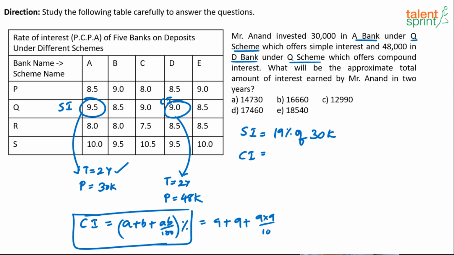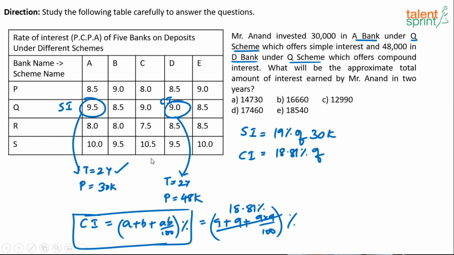Again, you don't have to put this on paper. I'm trying to explain this to you. Avoid paperwork. You know 9 and 9 is 18. 9 into 9 is 81. 81 by 100 is 0.81. So overall, the compound interest is going to be 18.81, right? This is 18.81%. In case of simple interest, it is just 9 plus 9. First year 9%, second year 9%. In case of compound interest, it should be 9 plus 9 plus 9 into 9 by 100. Right? You get interest on the interest in the first year. So basically, the compound interest is 18.81%.